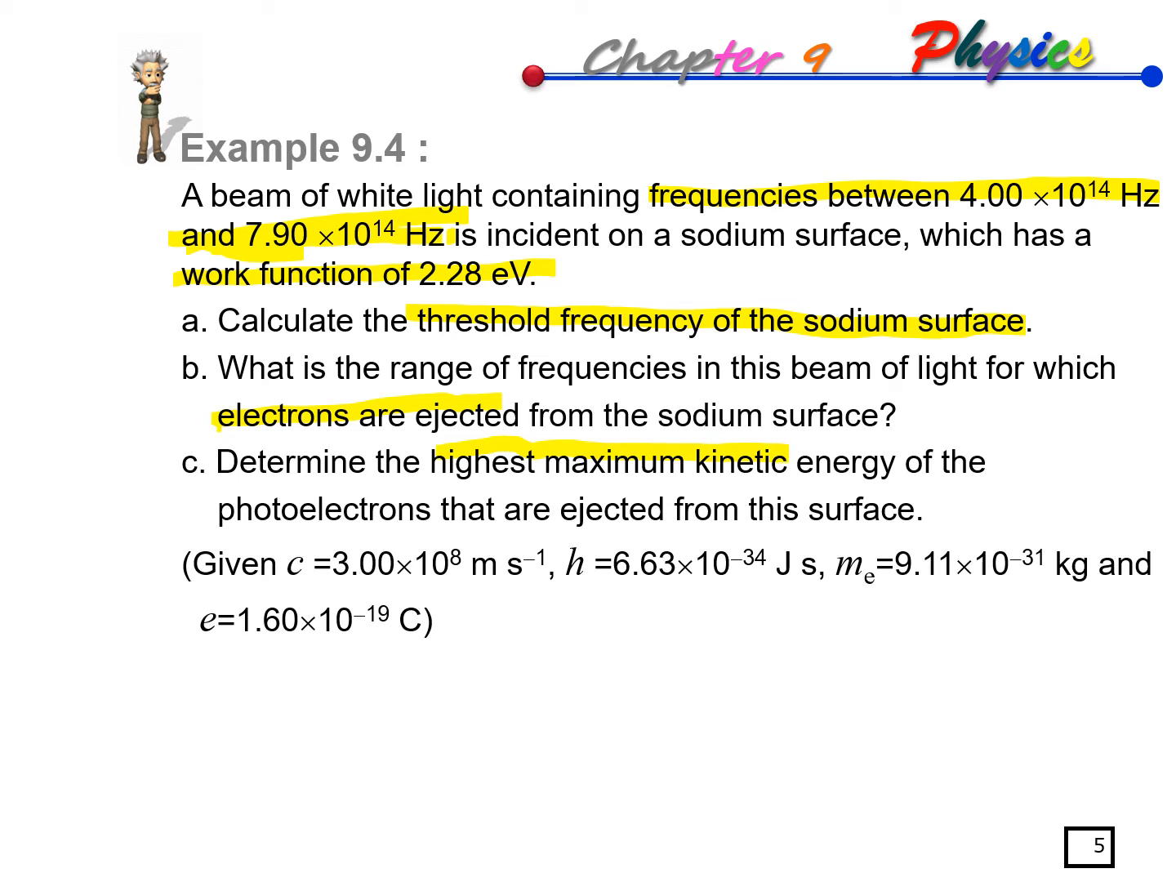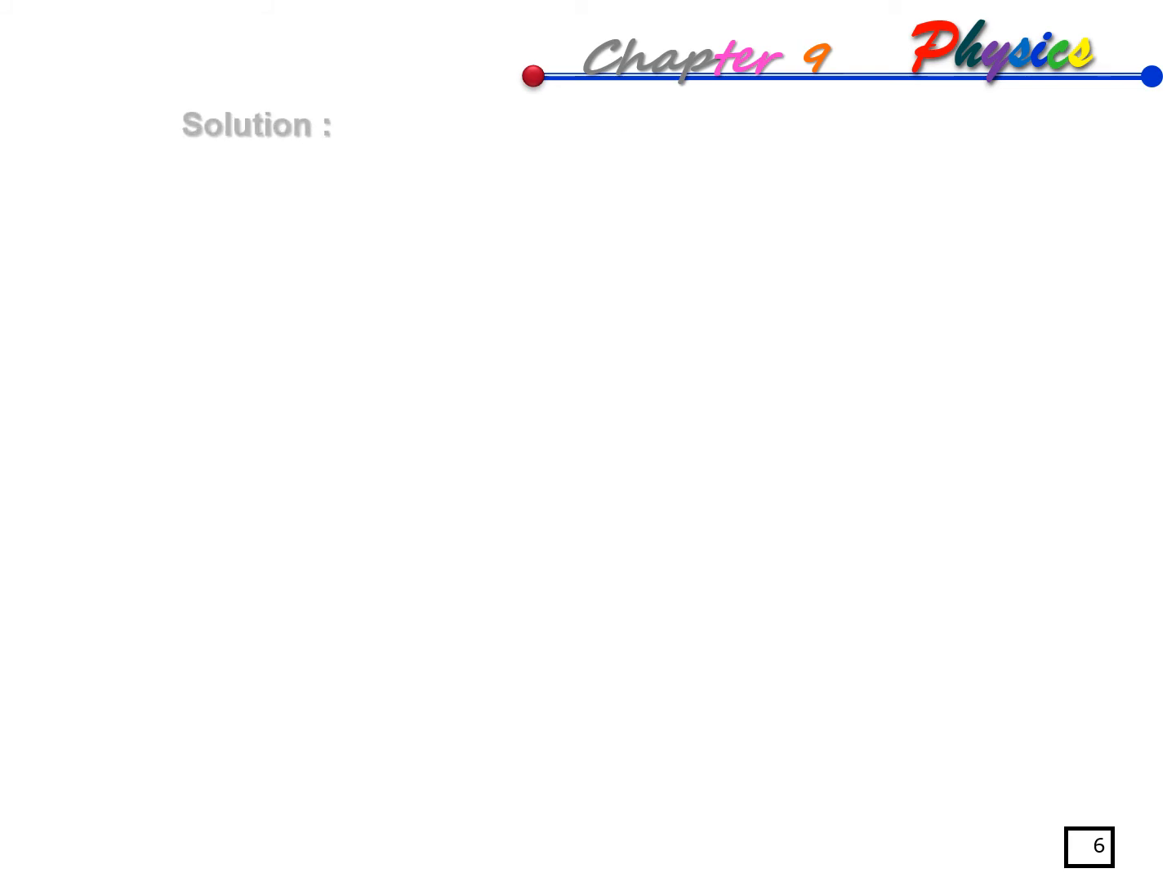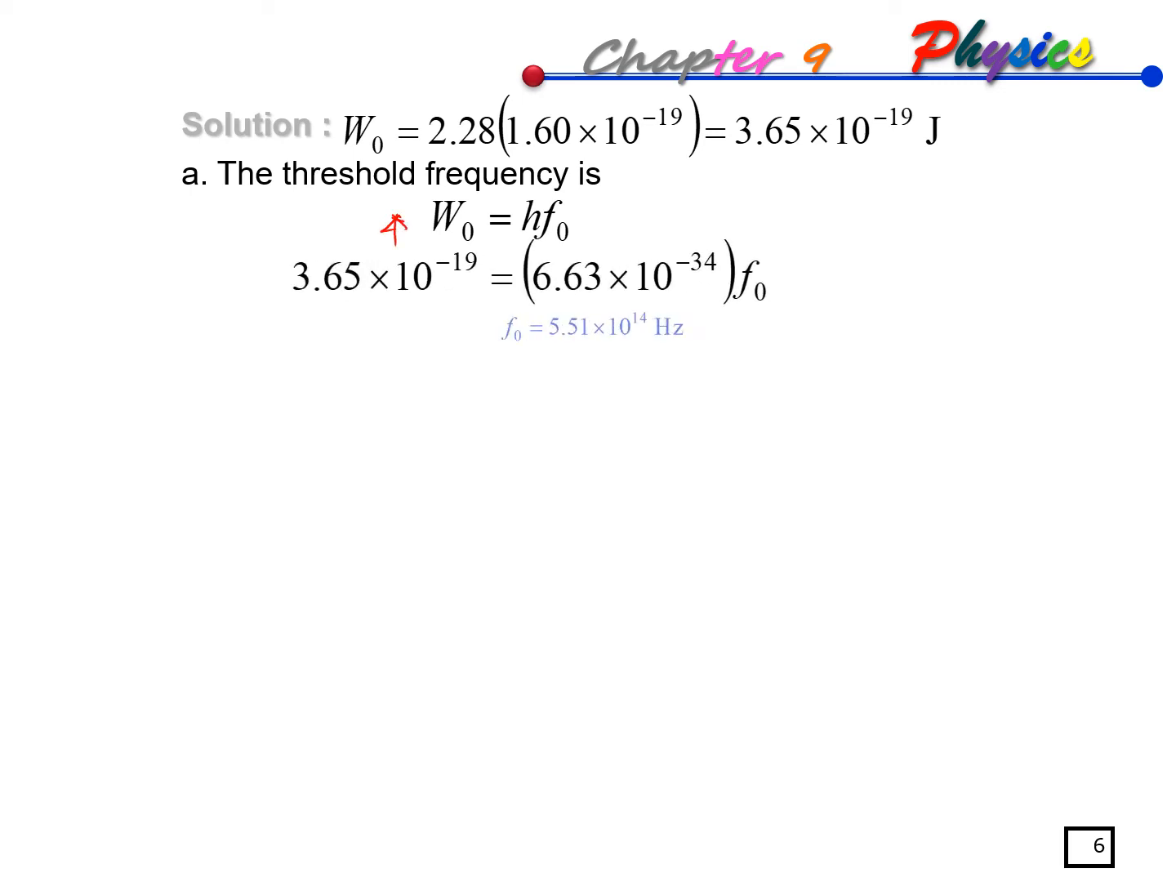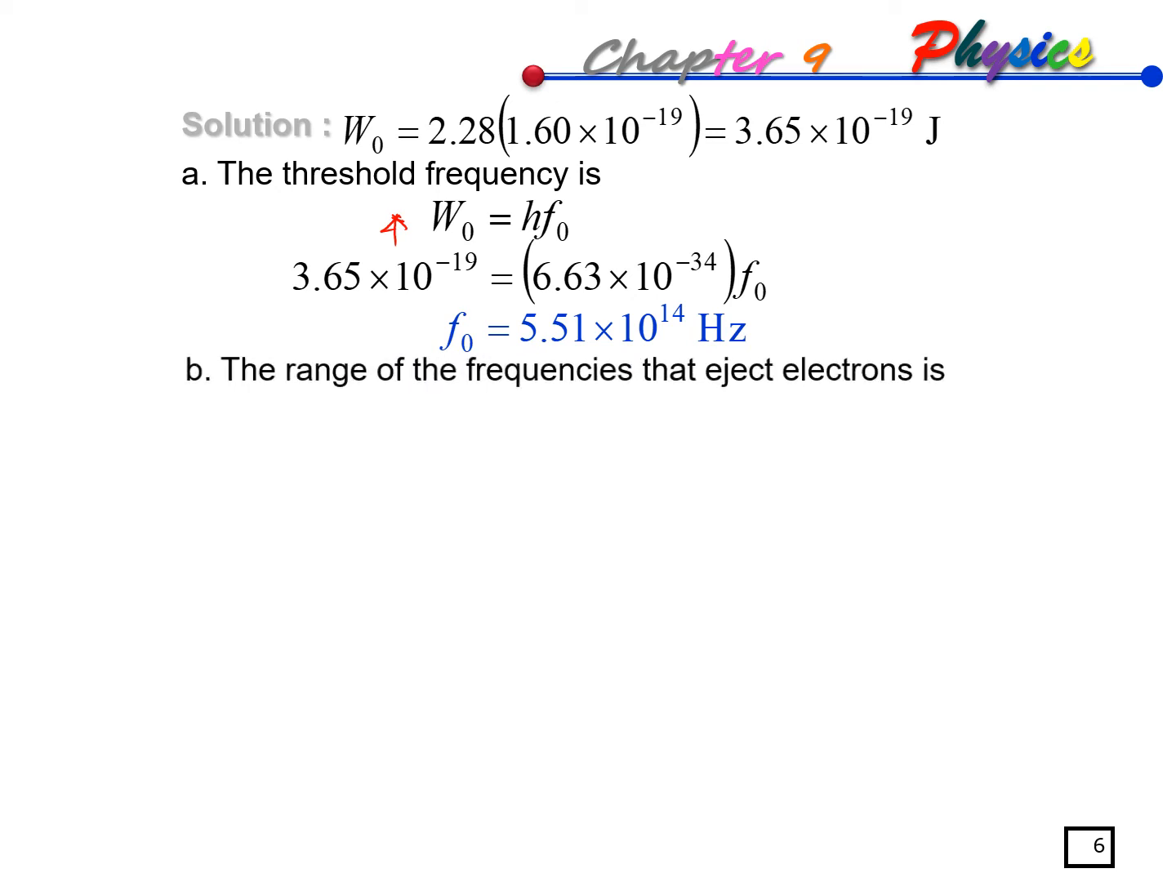Alright, now for the first solution, A. To determine the threshold frequency, the work function is already given, so convert it into joules. Using the equation, work function equals h times f naught. Recalculate, and you will end up with the threshold frequency, which is equivalent to 5.51.